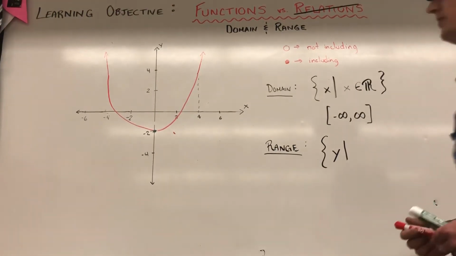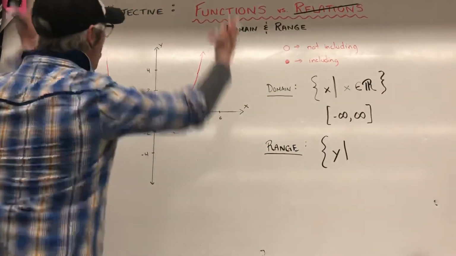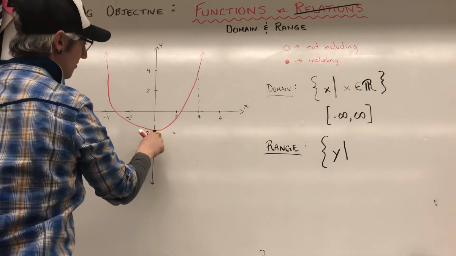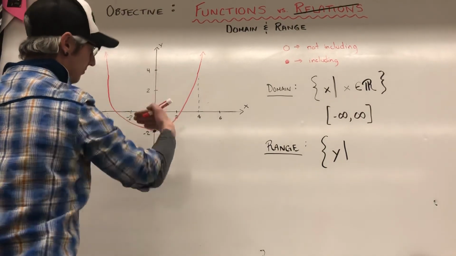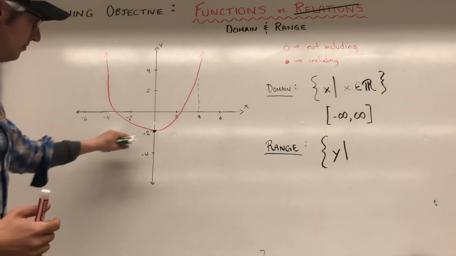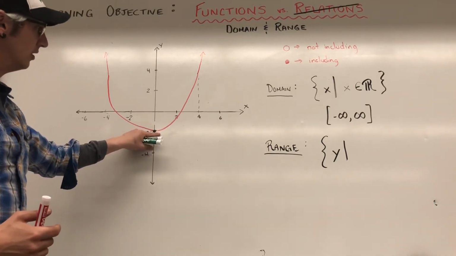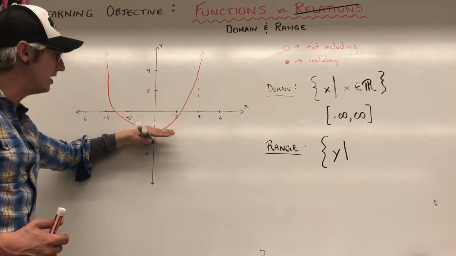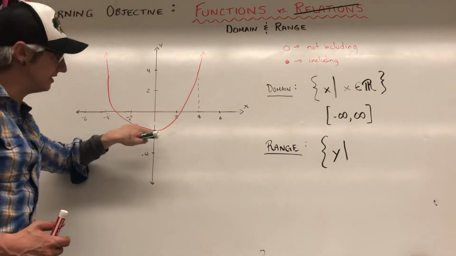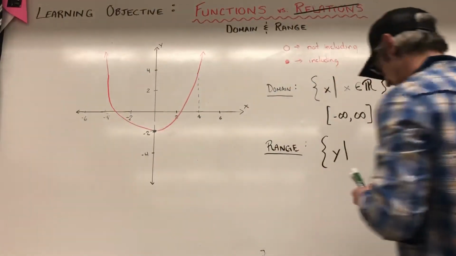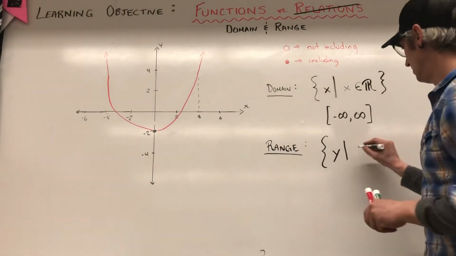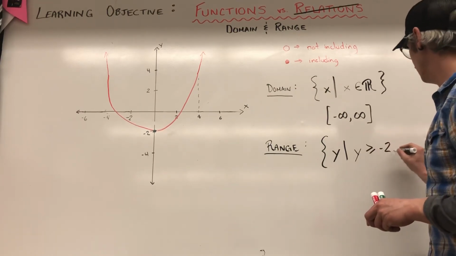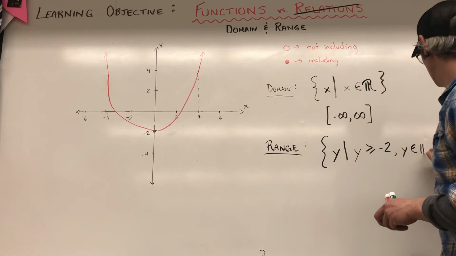My range. Now my range, I can go as far as I want into the positive y direction, but my low end extreme is going to be -2. So basically, my graph is going to exist for any value of y that is greater or equal to -2. So in this case, my range is y is greater or equal to -2, where y is a real number.